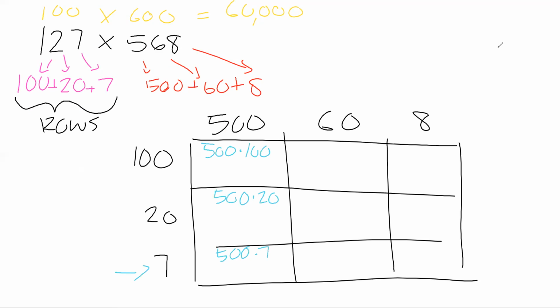You can see where they line up, where they kind of match each other. So move over here to this column of 60, multiply it by this row of 100, column of 60 times this row of 20, and a column of 60 times a row of 7, column of 8 times a row of 100, column of 8 times a row of 20, and a column of 8 times a row of 7.